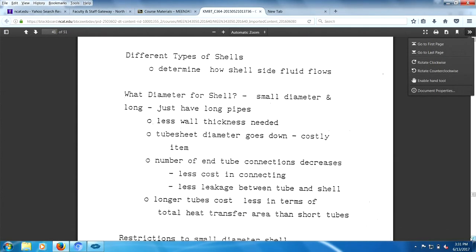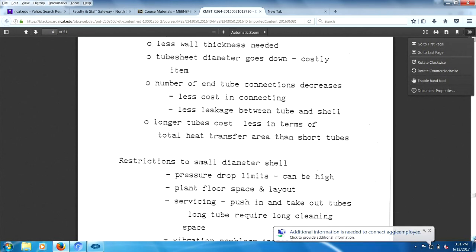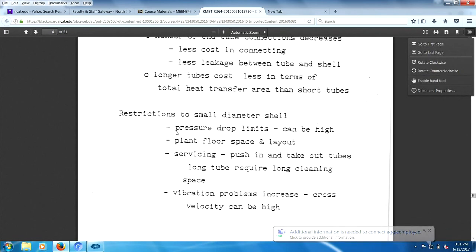Okay. What diameter for the shell? Well, you want small diameter shells because they're less costly, right? And that means you just have long pipes. You probably need less wall thickness. Tube diameter goes down. Tube sheet diameter goes down, which is less costly. The number of tube connections decreases. Longer tubes cost less in terms of total heat transfer area than short tubes. However, longer shells mean higher pressure drop.